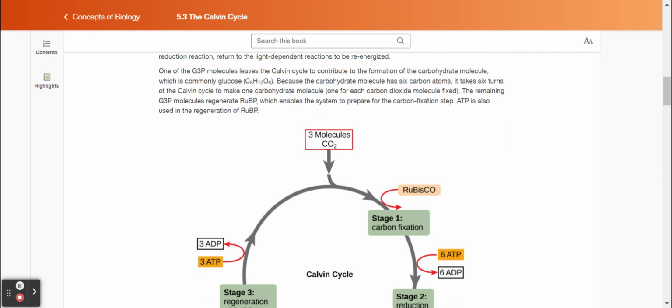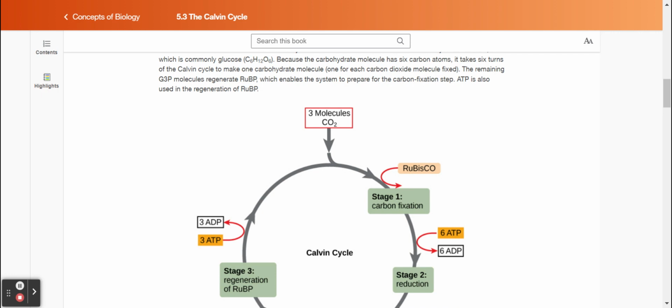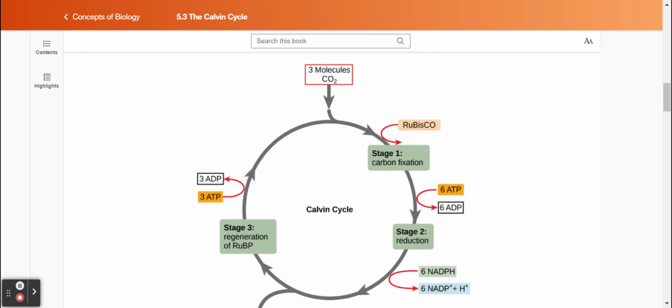One of the G3P molecules leaves the Calvin cycle to contribute to the formation of the carbohydrate molecule, which is commonly glucose, C6H12O6. Because the carbohydrate molecule has 6 carbon atoms, it takes 6 turns of the Calvin cycle to make one carbohydrate molecule, one for each carbon dioxide molecule fixed. The remaining G3P molecules regenerate RuBP, which enables the system to prepare for the carbon fixation step. ATP is also used in the regeneration of RuBP.